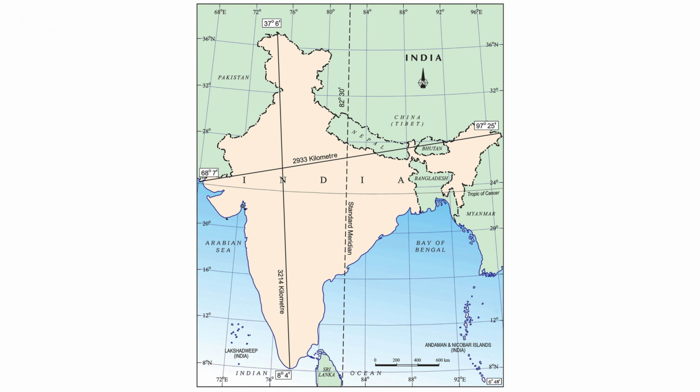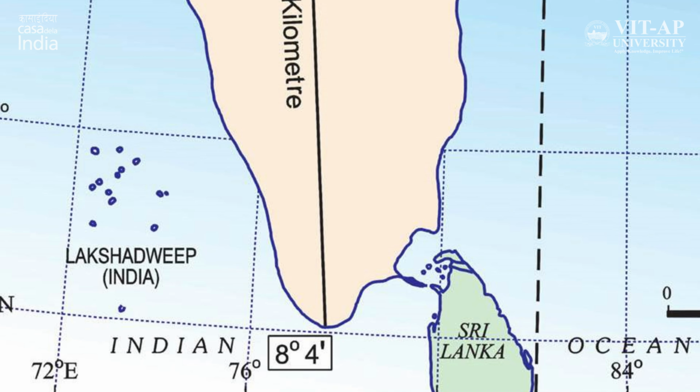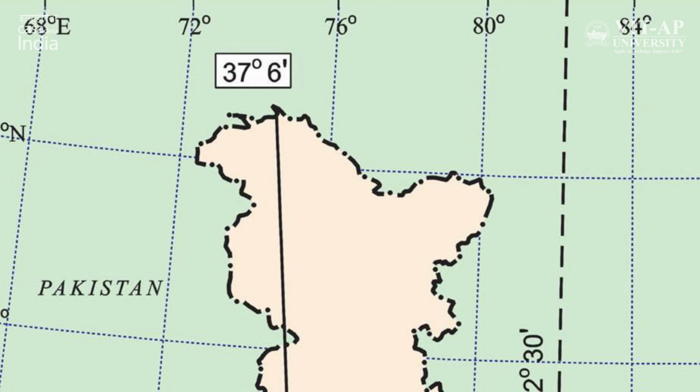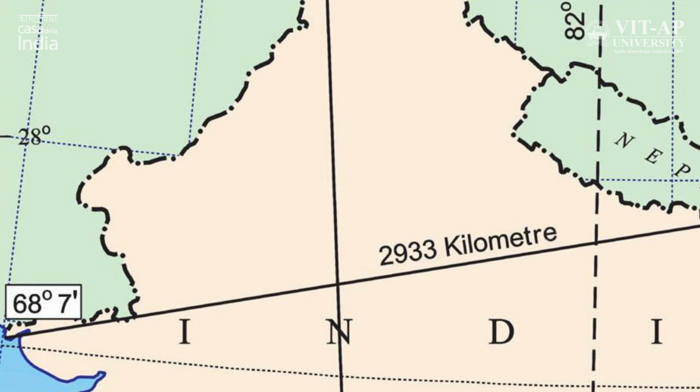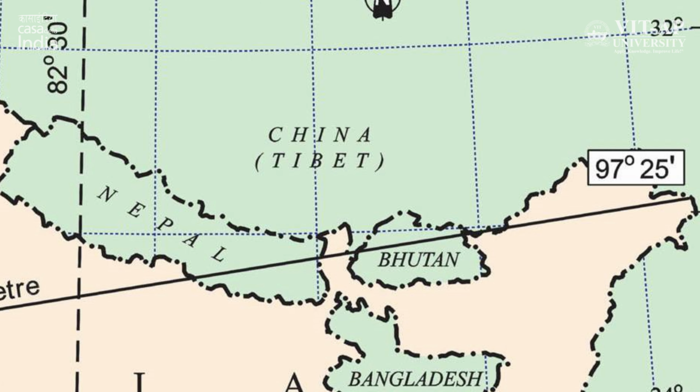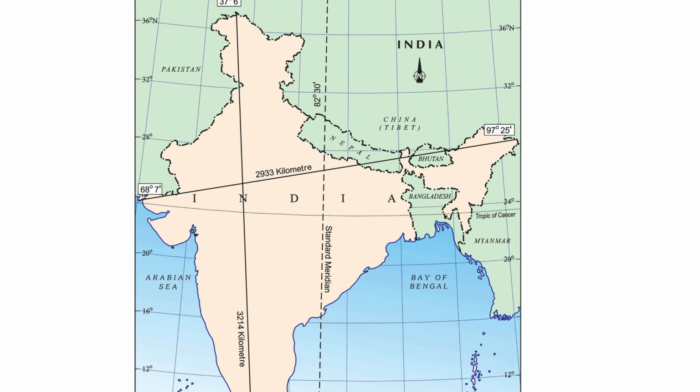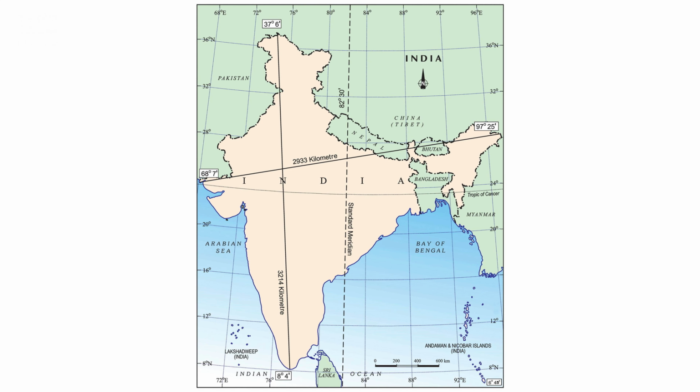Now let's move on to India's location. If you look at the latitude and longitude, then you can understand that India is located in the northern hemisphere and eastern hemisphere. So 8 degree 4 minute north to 37 degree 6 minute north latitude, and 68 degree 7 minute east to 97 degree 25 minute east longitude. So there is 30 degrees latitudinal extension. Now India has a vast north-south extension as well as east-west extension.